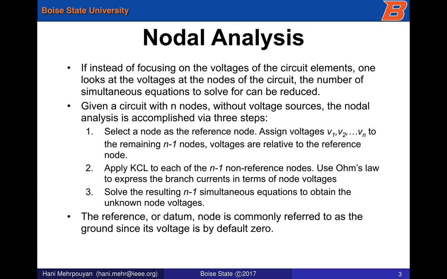and then we will assign voltages V1 to Vn minus 1 to all the other nodes. Now we apply KCL at each node, so we will get n minus 1 equations, and then we will try to solve the simultaneous equations that we have, n minus 1 simultaneous equations, to determine all the currents within this circuit.